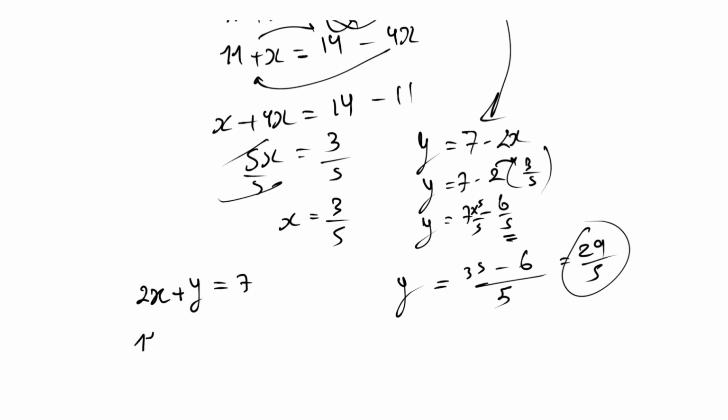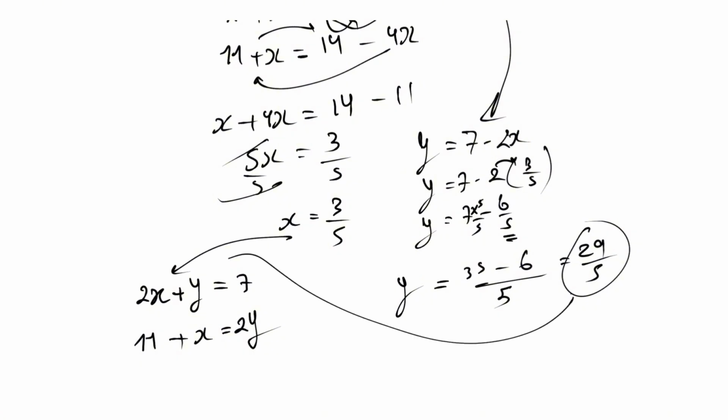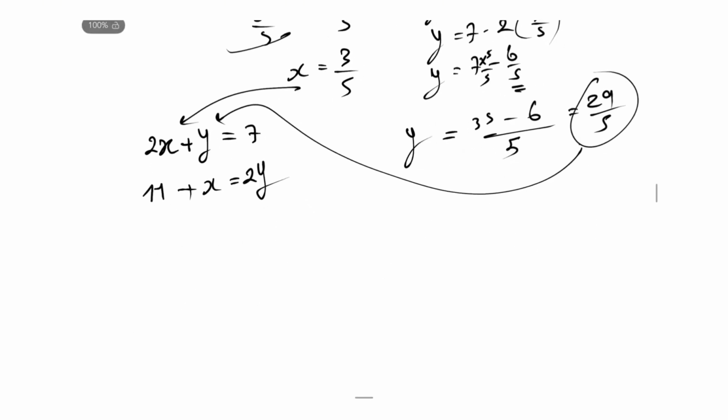Second equation we have 11 plus x equal 2y. Okay, I'm going to replace the values of x and y in one of the equations. So I'm going to replace the value of x here, and the value of y here. So let's start. So it will be what? 2 multiply 3 over 5, the value of x, plus what is the value of y? 29 over 5.